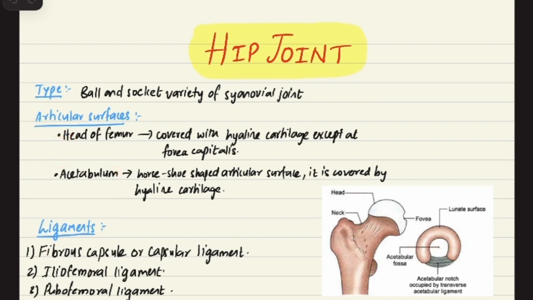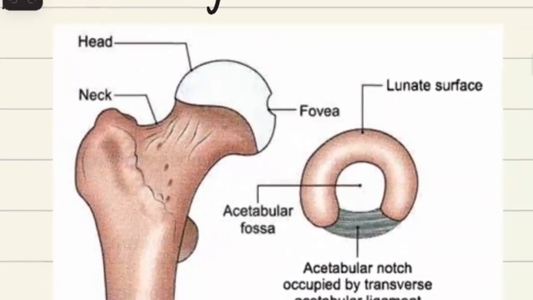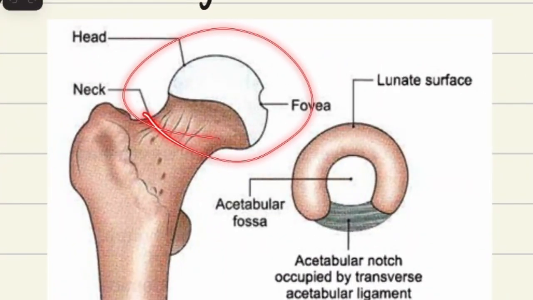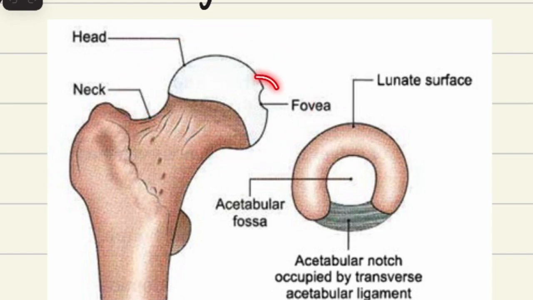Okay, next, the point which we have to focus on here is when we look at the head of femur especially, we see a cavity called the fovea. From this fovea there is a ligament coming. We'll be discussing it later. So just remember, from this fovea there is a ligament emerging like this. This cavity is called the fovea. Now the whole head of femur is covered with hyaline cartilage except at the fovea.